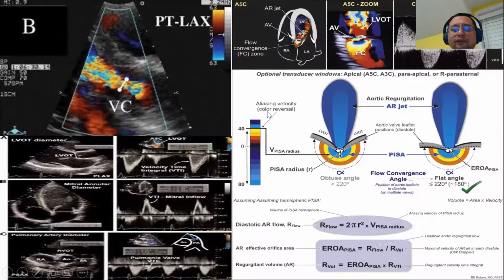The aliasing velocity is whatever velocity you have changed it to. For example, here it is 40. So 2 pi r squared, where r is the radius of the PISA. 2 pi r squared times 40 is equal to the effective regurgitant orifice area times the AR Vmax. Then you rearrange the equation to get your EROA. So your EROA is equal to 2 pi r squared times the aliasing velocity over the patient's AR Vmax, and then you get your effective regurgitant orifice area.